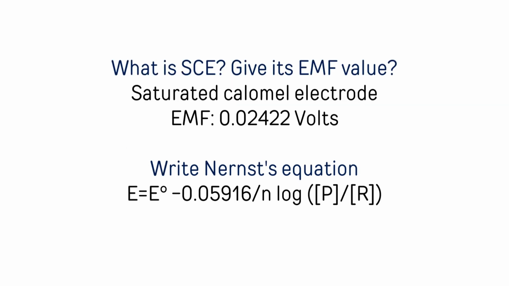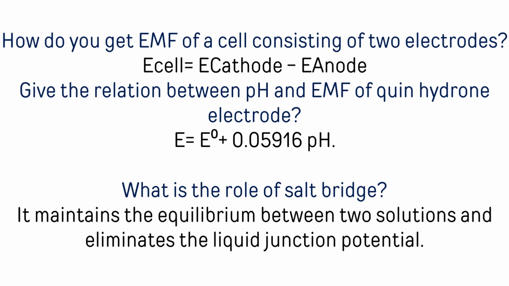What is SCE? Give its EMF value. Saturated calomel electrode. EMF value is 0.02422 volts. Write Nernst's equation. E equals E power 0 minus 0.05916 by n log P by R. How do you get the EMF of a cell consisting of two electrodes? E cell equals E cathode minus E anode.